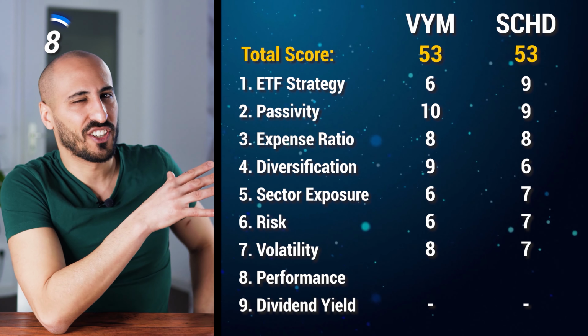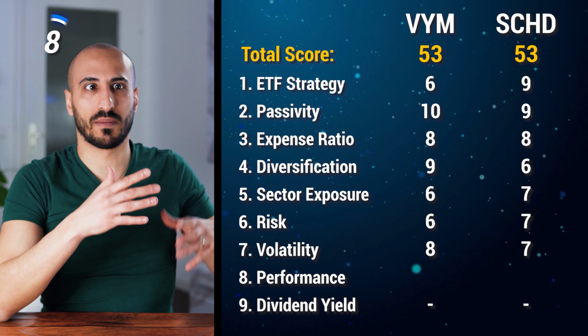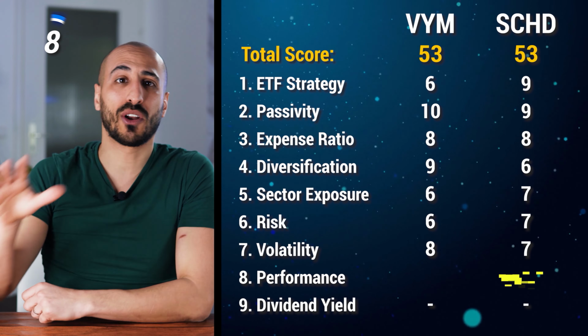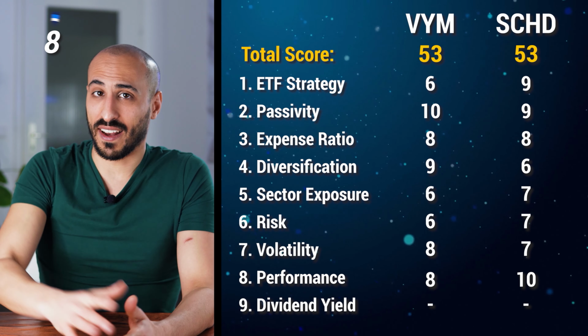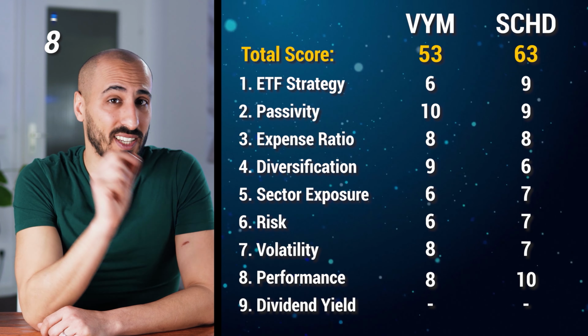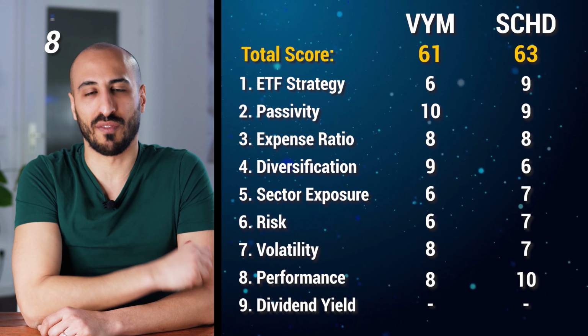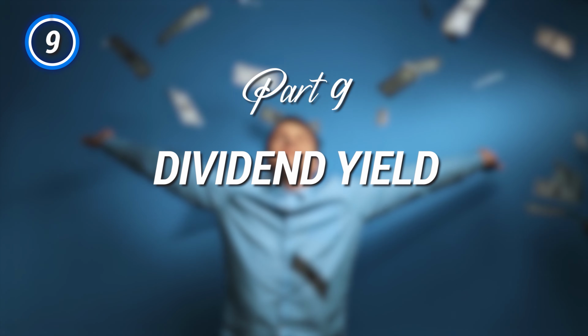And now that inflation appears to be cooling off, this theoretical advantage of VYM will likely fade away and SCHD will most likely increase its return against VYM in the future. So for this reason, since SCHD has such a great performance that it's basically like the S&P 500, I'm gonna give 10 points to SCHD and 8 points to VYM, bringing SCHD to pole position with 63 points against 61 of VYM. But now let's move on to the final, probably most important aspect of a dividend ETF.